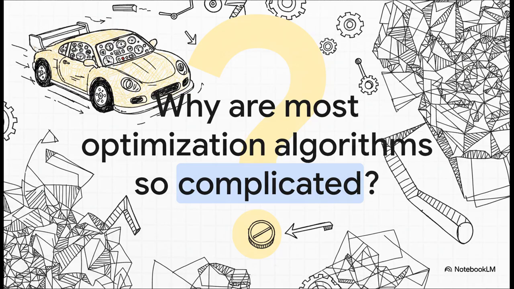So, to really get why Jaya is such a breath of fresh air, you have to understand the world it was born into. For years, optimization has been full of these brilliant but super complicated algorithms. Think of it like being handed the keys to a Formula One car, but the dashboard has 1,000 different knobs and dials, and you have to get them all perfect just to get off the starting line.